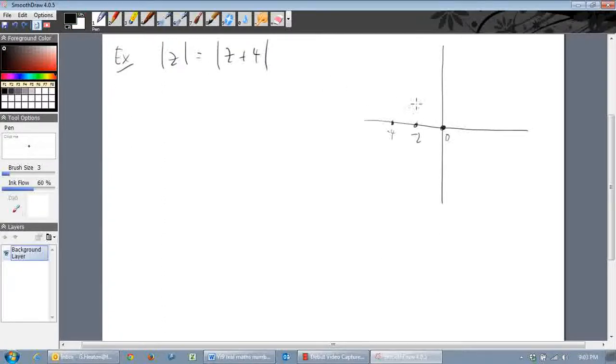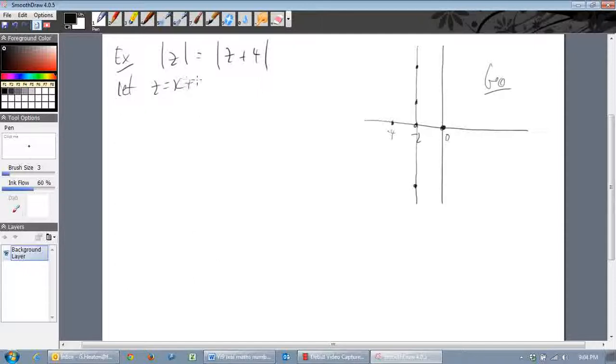What other points will satisfy this? Well, how about here? That distance there is the same as that distance there. How about up here? That distance there is the same as that. In fact, any point along this line here, it's a really good line, will satisfy that. The distance from that to 0 is equal to the distance of that to -4. So that's geometrically. Let's see if algebraically this agrees.